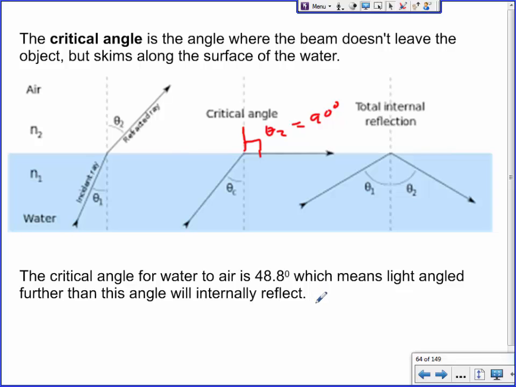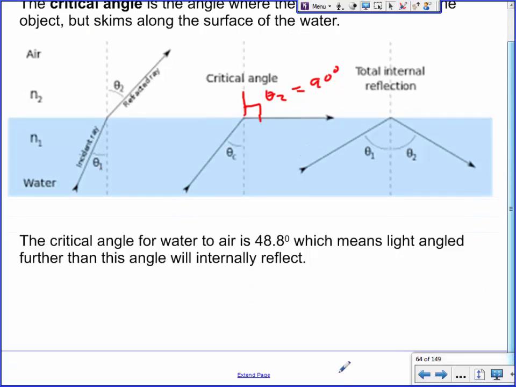So I actually did the math on this one earlier. I'd like to prove it again now. The critical angle for water to air is about 48.8 degrees, meaning that if you have water to air and you up this angle right here, like if you were underwater and you shone a flashlight, that light would not exit the water itself. It would actually bounce around and bounce back inside the water. Let's try to prove that it's 48.8.